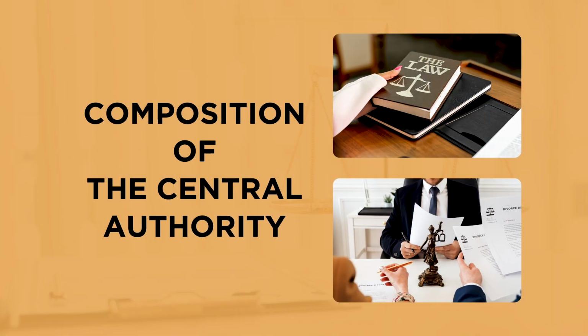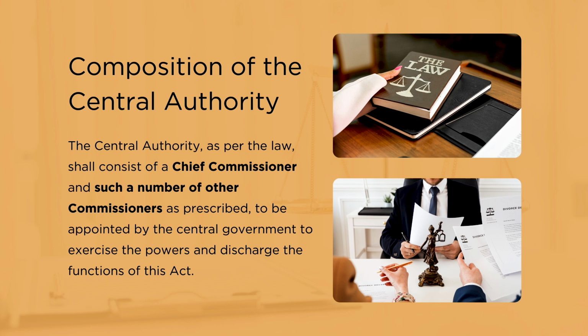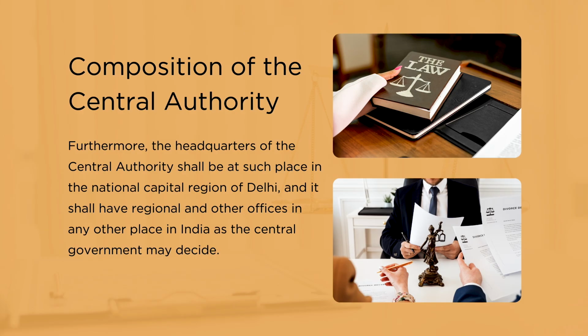Composition of the Central Authority. The Central Authority, as per the law, shall consist of a Chief Commissioner and such a number of other commissioners as prescribed, to be appointed by the central government to exercise the powers and discharge the functions of this Act. Furthermore, the headquarters of the Central Authority shall be at such place in the National Capital Region of Delhi, and it shall have regional and other offices in any other place in India as the central government may decide.